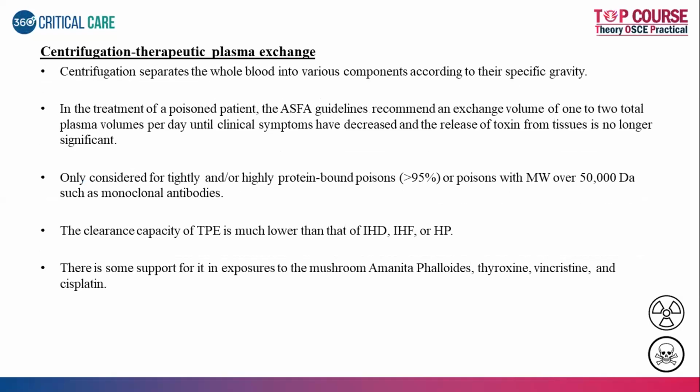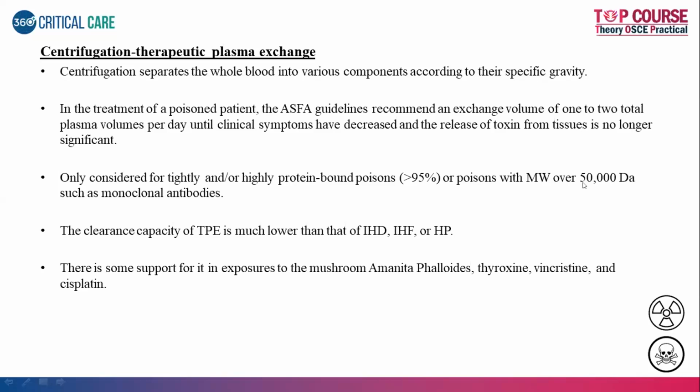Okay, and centrifugation technique, as we all know, separates the whole blood into various components according to their specific gravity. In the treatment of a poisoned patient, the guidelines recommend an exchange volume of 1 to 2 total plasma volumes per day until the clinical symptoms have decreased and the release of toxin from the tissue is no longer significant. So this also can remove highly protein bound poisons.